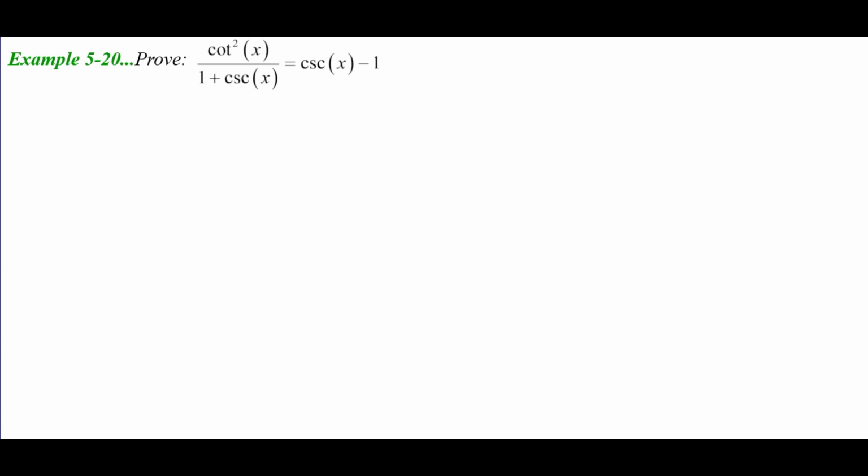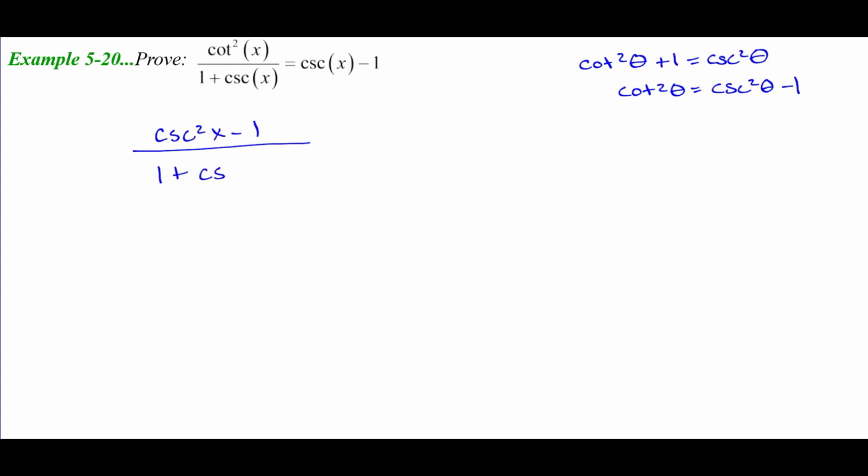So remember, your identity statement from your formula sheet is cotangent squared theta plus 1 equals cosecant squared of theta. So here I have cotangent squared by itself. So again, if we just say, okay, I can just manipulate that, this would be cosecant squared of theta minus 1. So I'm going to use this substitution over here with the cotangent squared. So I'm going to rewrite this cosecant squared of x minus 1 over 1 plus cosecant of x equals, and then I'm not going to change this other side, so I'm just going to leave that.